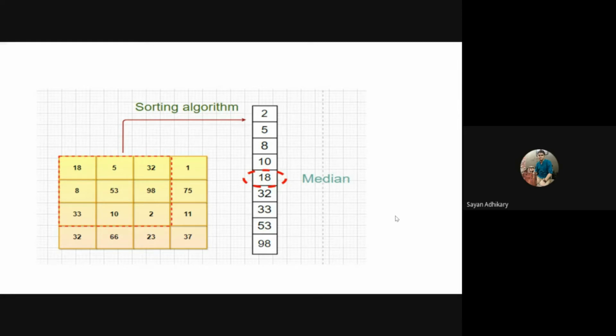Next, it will take the first index position element and compare it with all the elements of the array, and the second minimum value of the whole array will be placed at the first index position of the array. Thus it will sort the array.